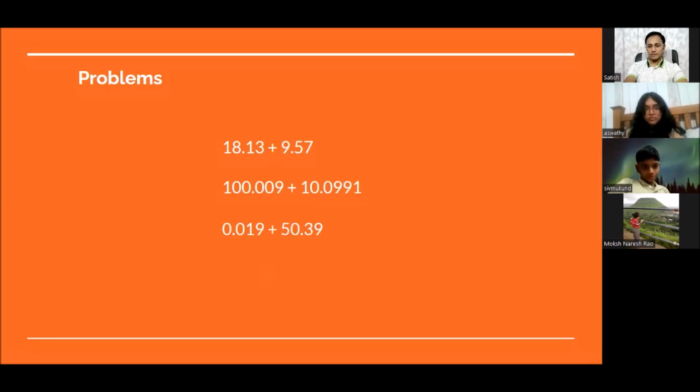Yeah. This is your homework. Write 0.019 plus 50.39. So now, subtraction. Okay. So subtraction is again, you see, simple subtraction is very similar. 7 minus 5. Yeah, 7 minus 5 is 2. 3 minus 2 is 1. 8 minus 5 is 3. 3.1. Very simple.